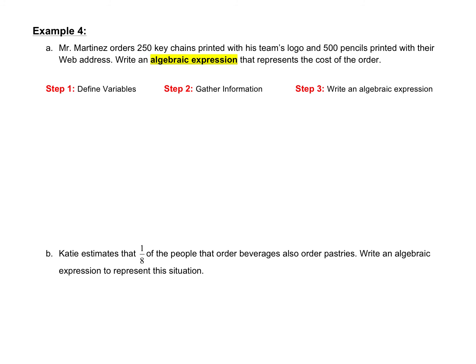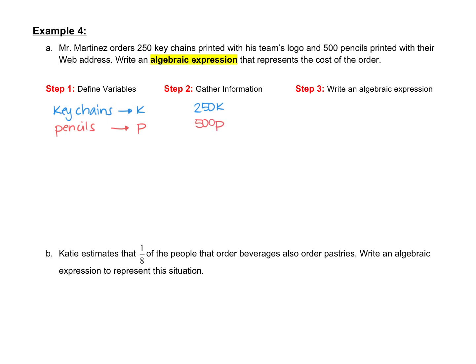So for example, because we're dealing with keychains, maybe we can define that with keychains can be K, and we can say that pencils can be represented by P. So gathering my information, I can see that there were 250 K keychains, and there were 500 pencils, so that would be 500 P.